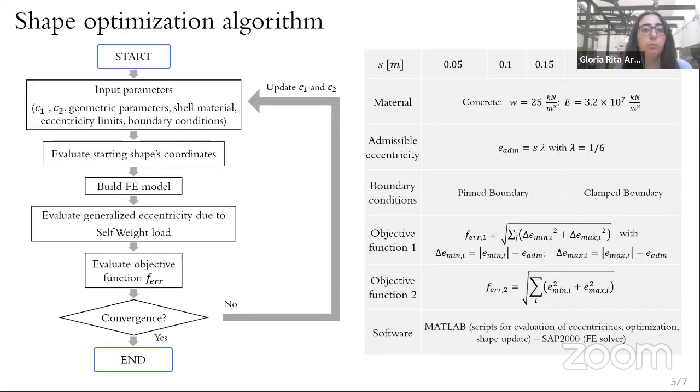So this is the shape optimization algorithm. I will not go deep into the details. I just want to highlight two important things. So one is that the updating of the shape is made by varying the coefficients C1 and C2 of the linear combination that I showed you before. And the second thing is the objective function that we have used, because as in all inverse problems, it is possible to define more than one objective function.